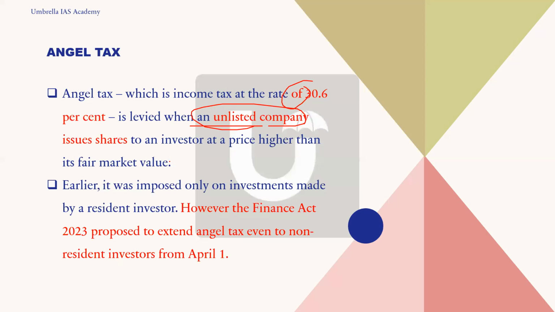So try to use this in the answers, or in prelims also this is important. It is applicable to NRIs as well, non-resident. And the basic thing: unlisted companies are increasing the share price, and for that increase, it is treated as the income of that company, and they have to pay 30.6%. Okay.